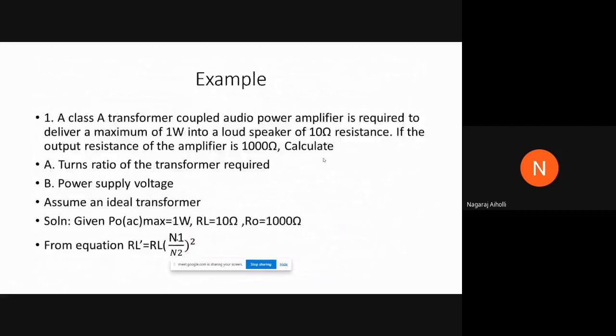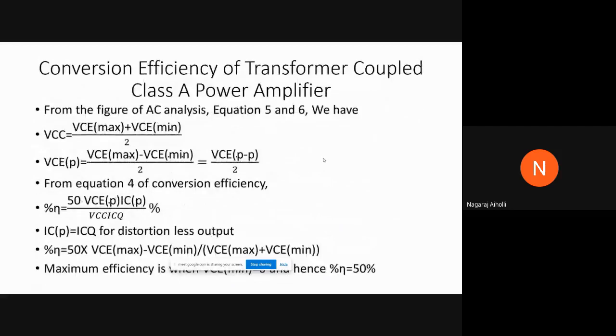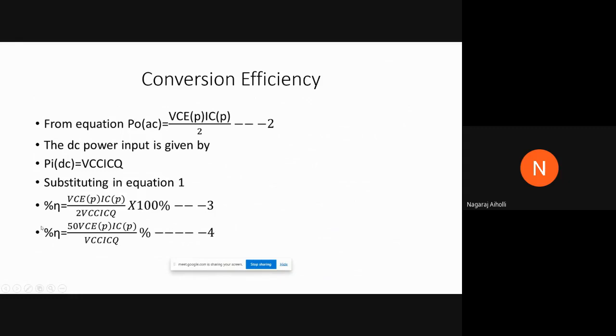Now using these equations 5 and 6, that is VCC is equal to (VC max plus VC min) by 2, and VC peak is equal to (VC max minus VC min) by 2, that is equal to VC peak to peak divided by 2. Now from equation 4 of conversion efficiency, which we have just derived, percentage efficiency is equal to 50 into VC peak into IC peak by VCC ICQ percentage.